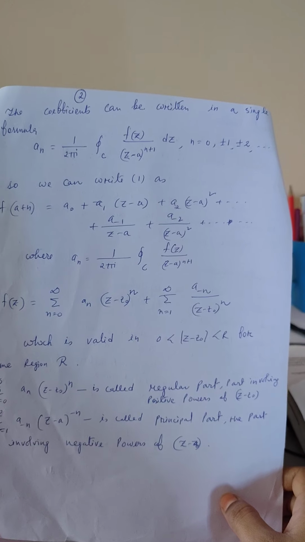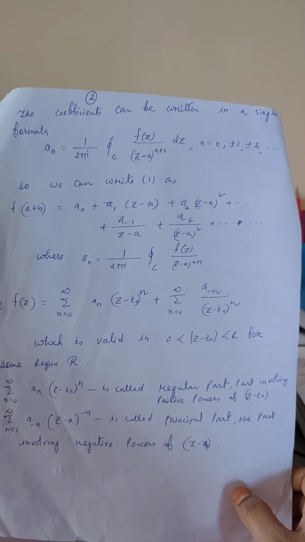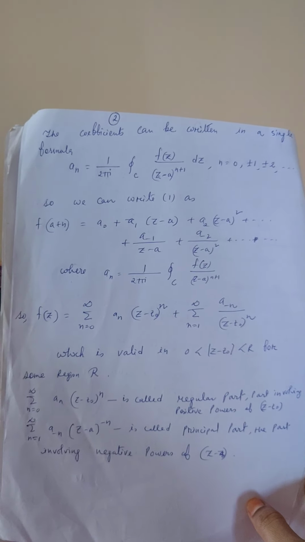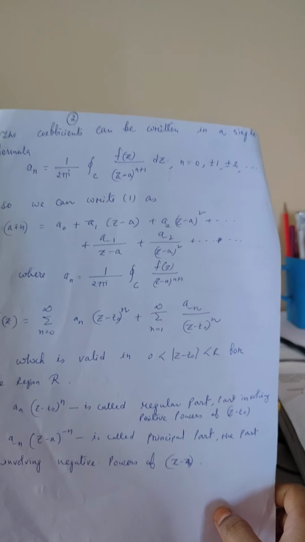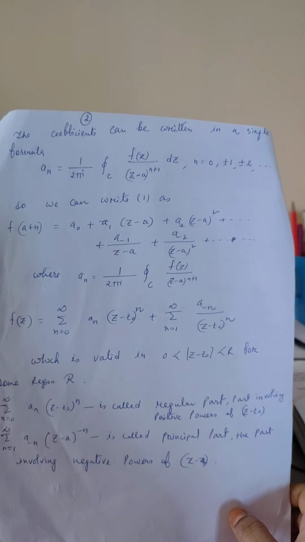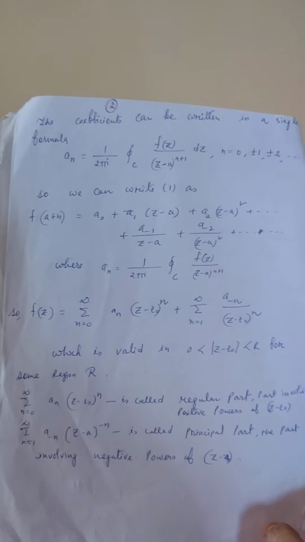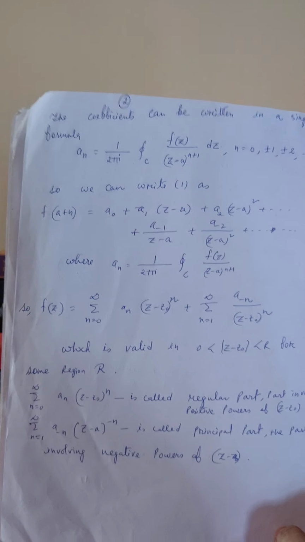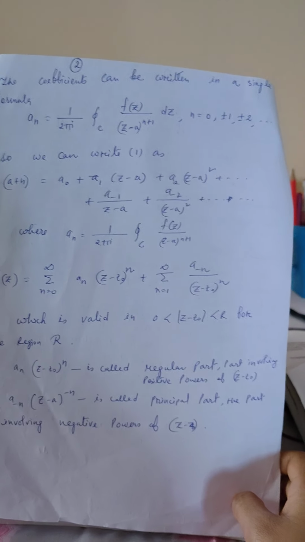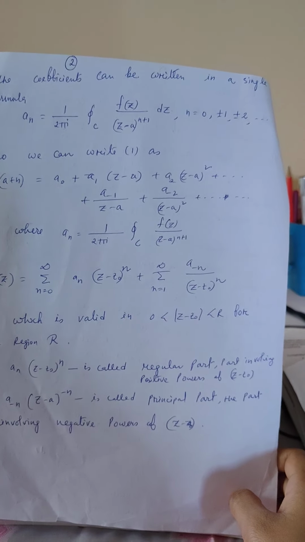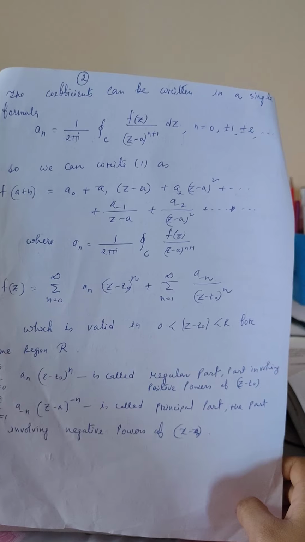So we can take plus minus 1, plus minus 2. That means whatever is a negative power will be minus 1, minus 2 like this, and whatever is a positive power will be 1, 2, 3 like this. So the earlier expansion can be written as f of a plus h is equal to a naught, then what will be the positive power? It will be a1 (z minus a).